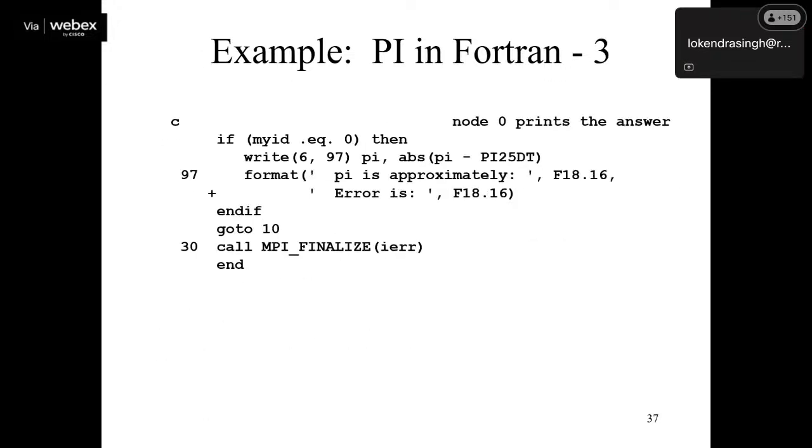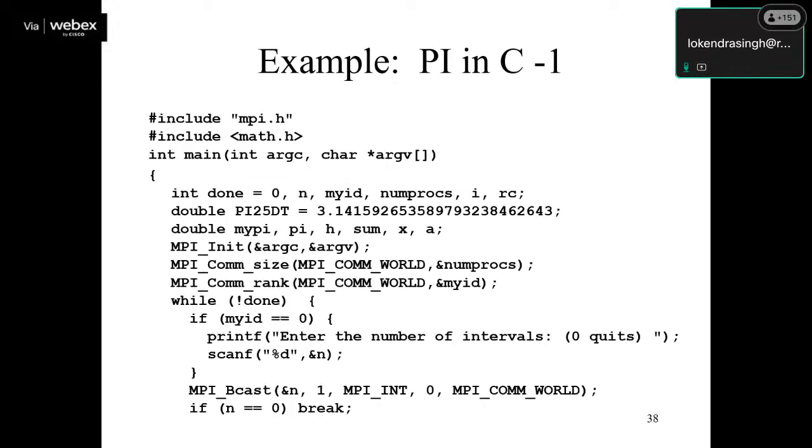So these are the programs. We can see the C program for pi. How can you calculate the value of pi? Pi is actually a mathematical function, so we have to include the math.h header file. And there is mpi.h because we are using the API of MPI.